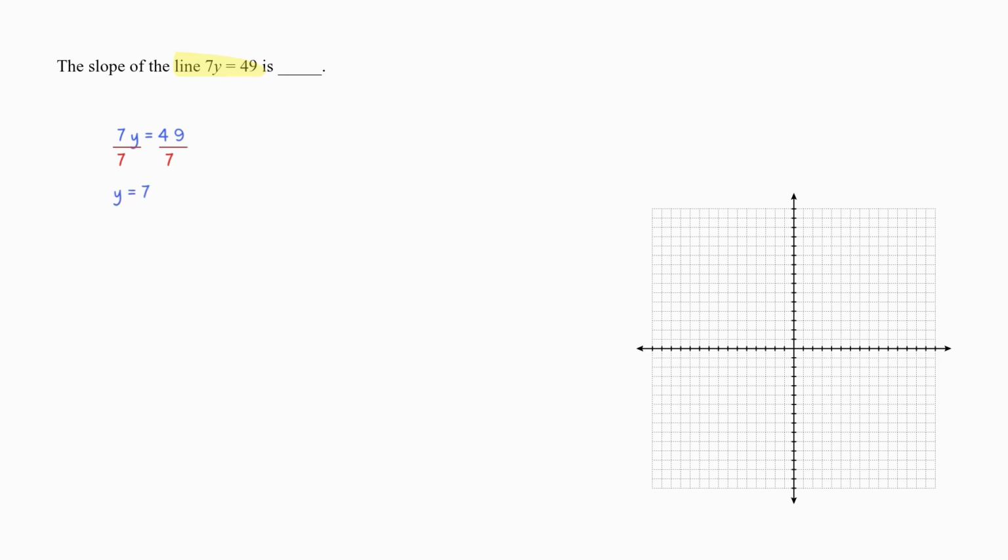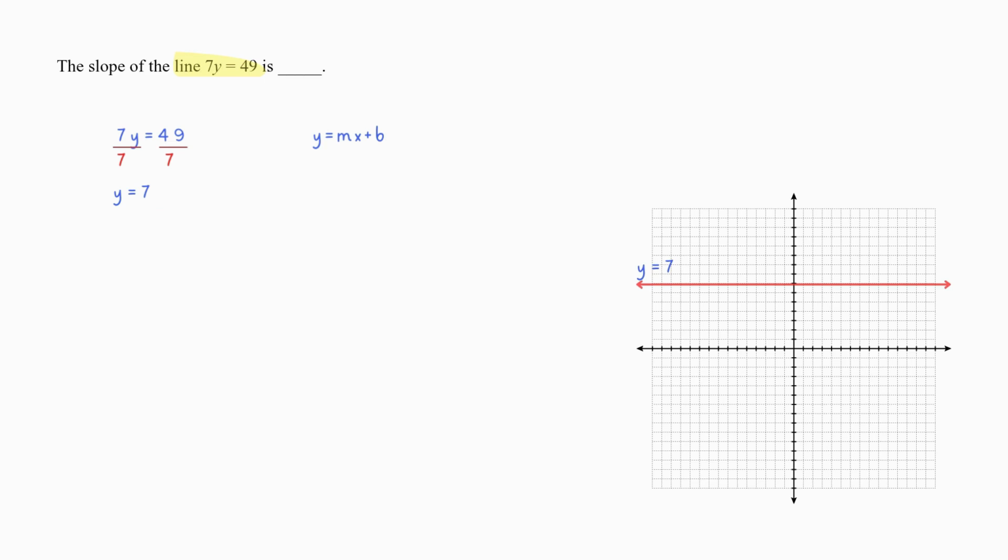Now look at that result. Notice anything missing? There is no x in the equation. When an equation is just y equals a number, it tells us that no matter what x is, y is always 7. On a graph, this creates a horizontal line that goes straight across.